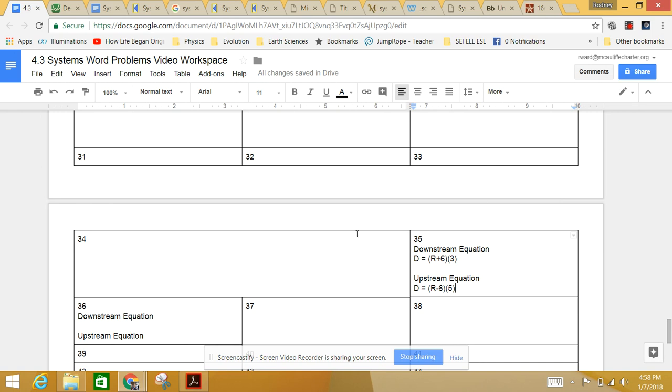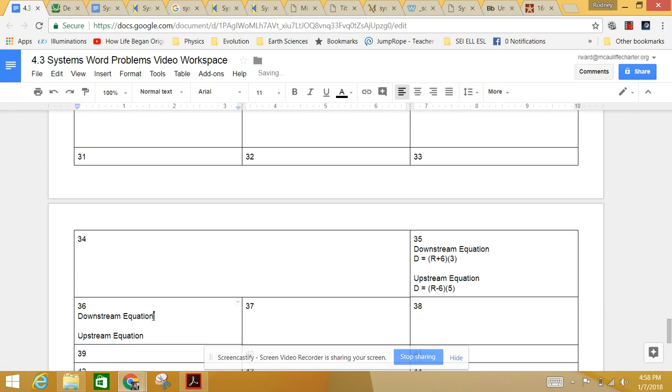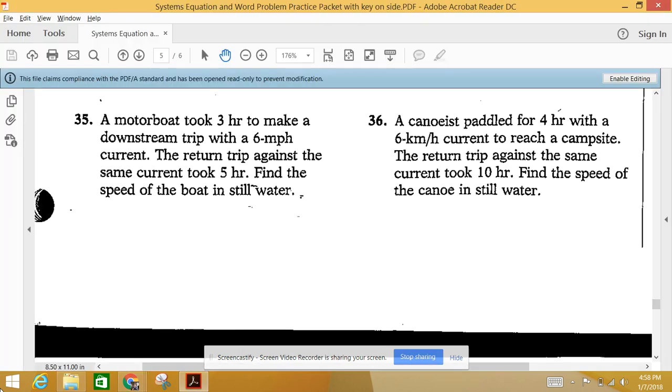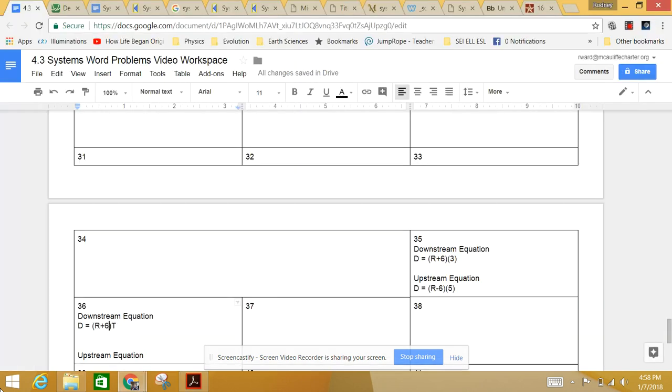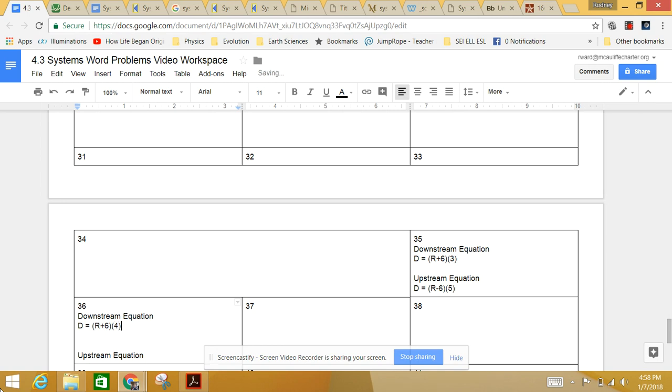My downstream equation for number 36 is going to once again be a D equals RT type of problem. Distance equals rate times time. Only my rate is a combined rate. It's rate plus the 6 kilometers per hour again, and this time it's kilometers per hour. And my time going downstream was 4 hours.